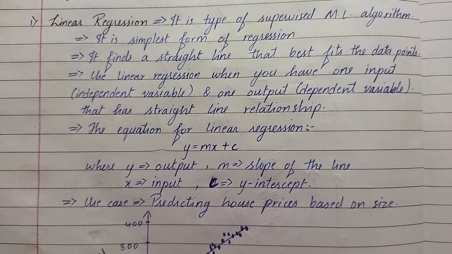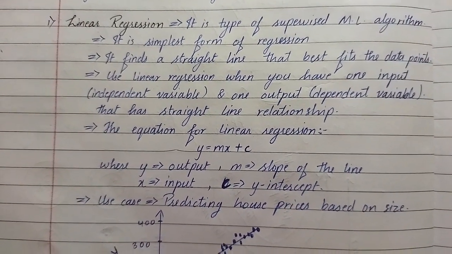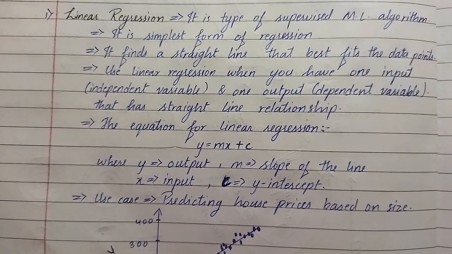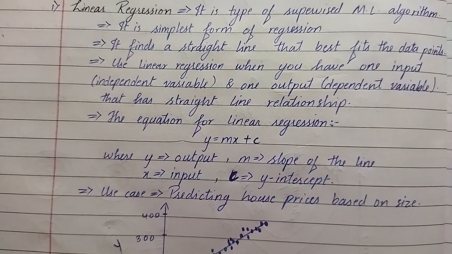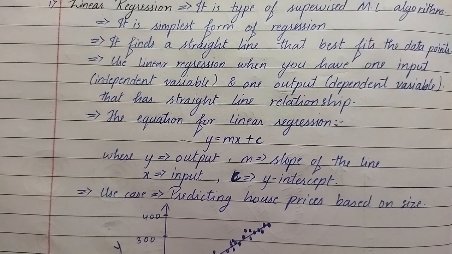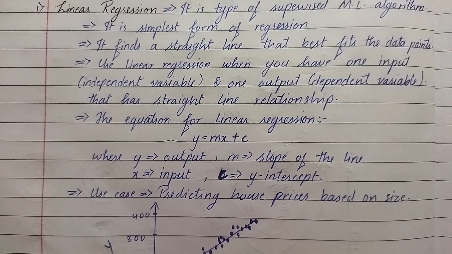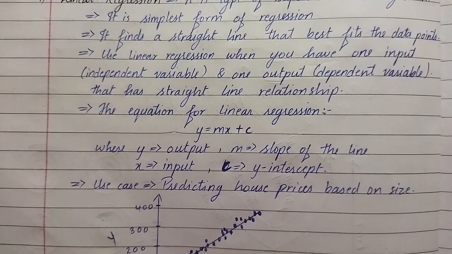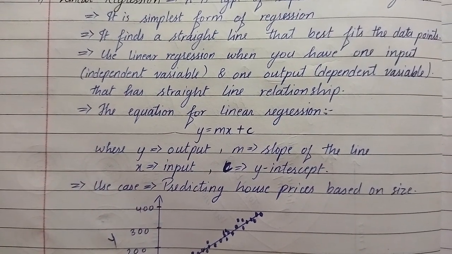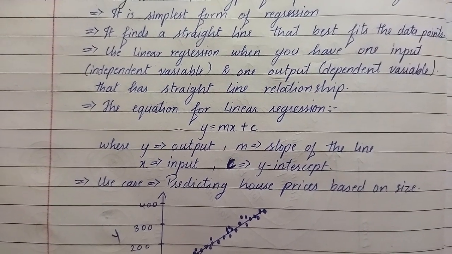So the first type of regression is linear regression. It is a type of supervised ML algorithm. It is the simplest form of regression, and it finds a straight line that best fits the data points. Then you should use linear regression when you have one input, that is independent variable, and one output or dependent variable that has a straight line relationship. And the equation for linear regression is y = mx + c, where y represents the output, m represents the slope of the line, x represents the input, and c represents the y-intercept.